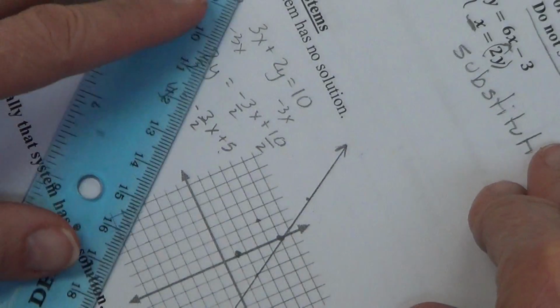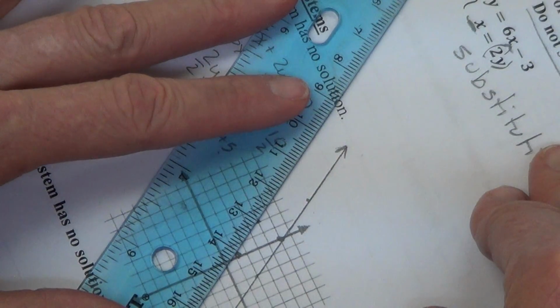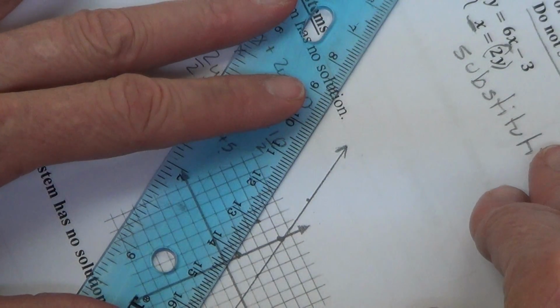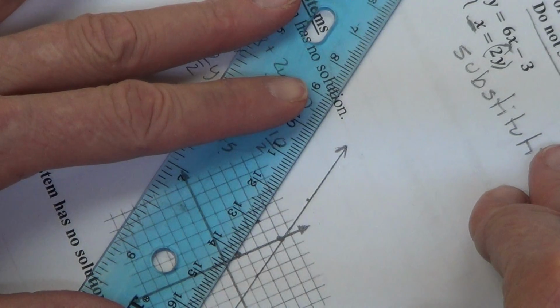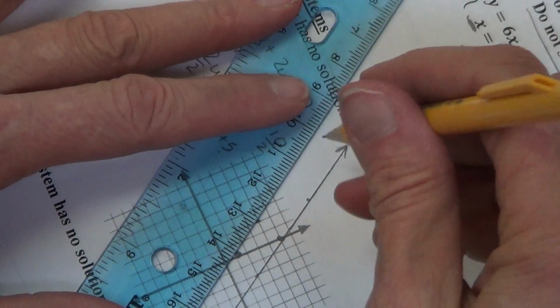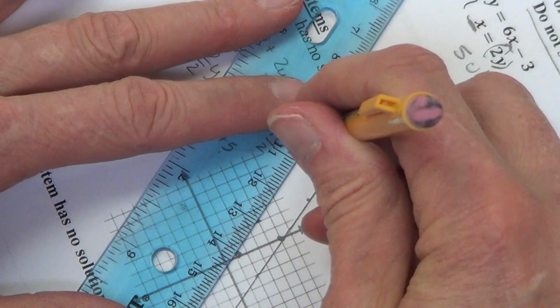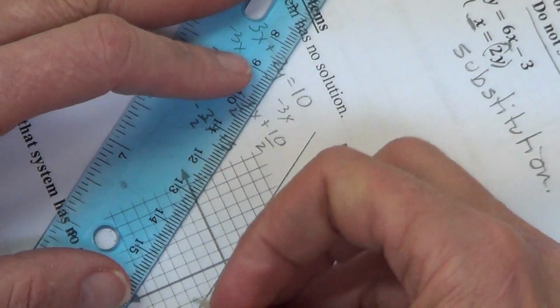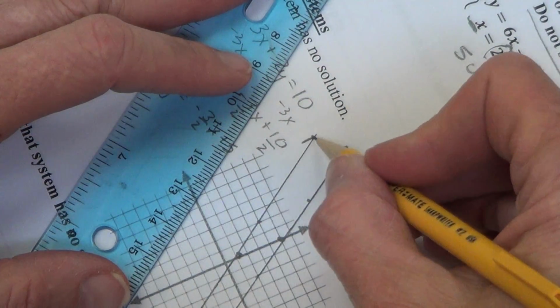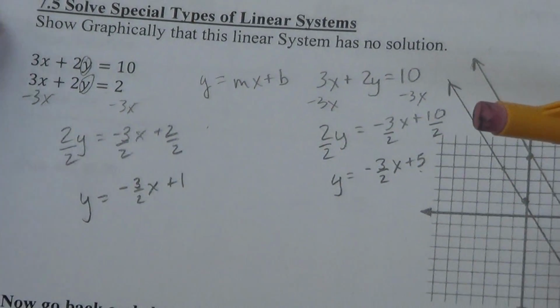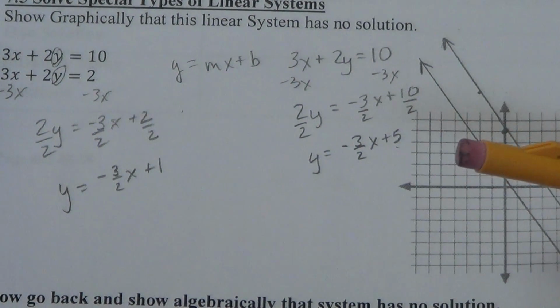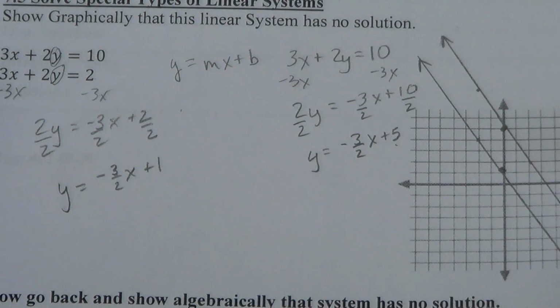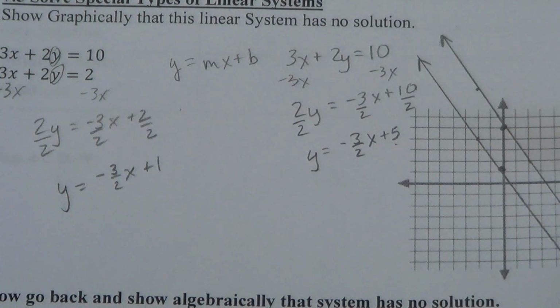Now, you notice that it said these two lines have no solution. So my guess is you're trying to do your best to make these look parallel. I did pretty well. Not perfect, but well enough. Okay, now it says, go back and show algebraically that the system has no solution.